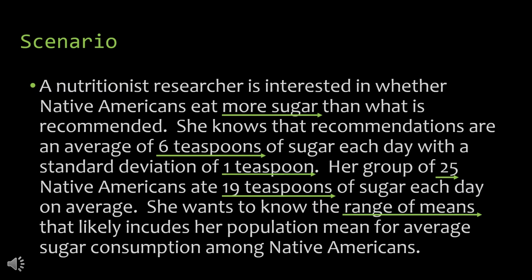Her group of 25 Native Americans, I'm giving you this information this time. We don't have to compute information from the sample. But her group of 25 Native Americans ate 19 teaspoons of sugar each day on average, and she's wanting to know the range of means that likely include her population mean for the average sugar consumption among Native Americans.